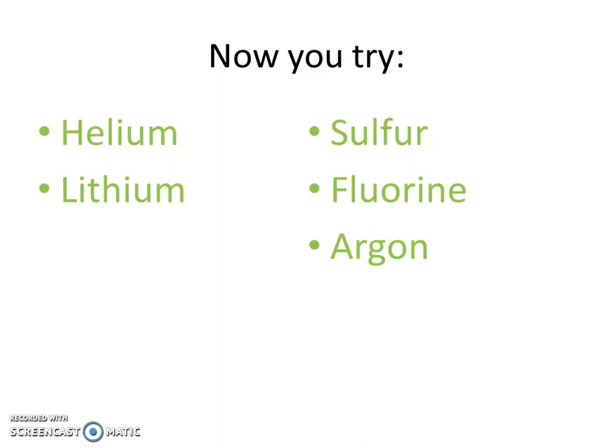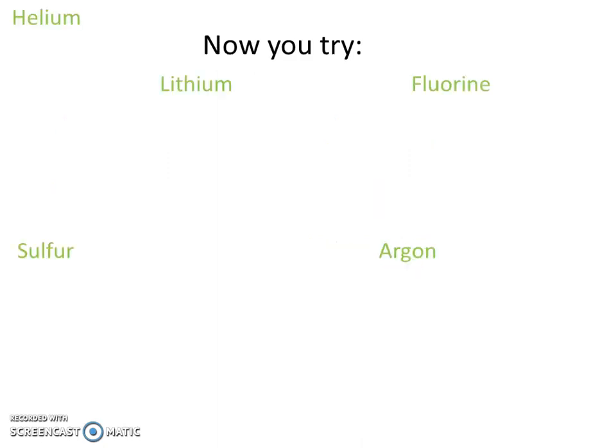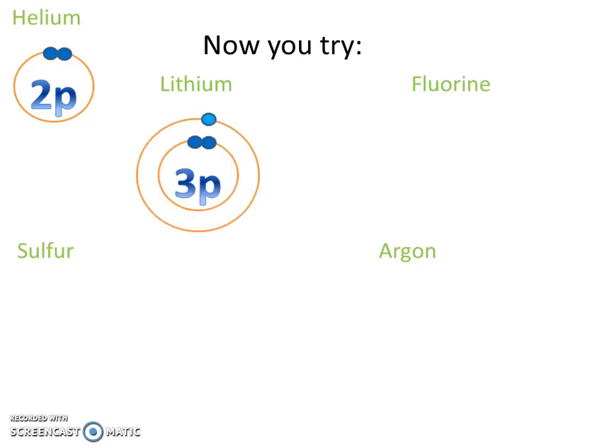And then here are the answers. Helium is 2p, so we have 2 electrons in the first energy level. Lithium is 3p. It has 3 electrons. It's in row 2, so we write the 3p. We put the first 2 electrons in the first energy level and the third electron in the second energy level.